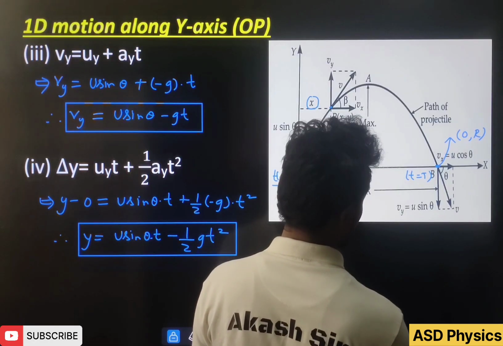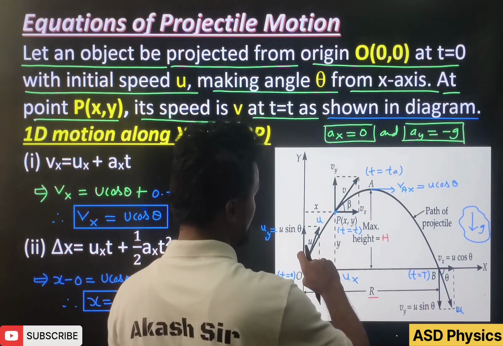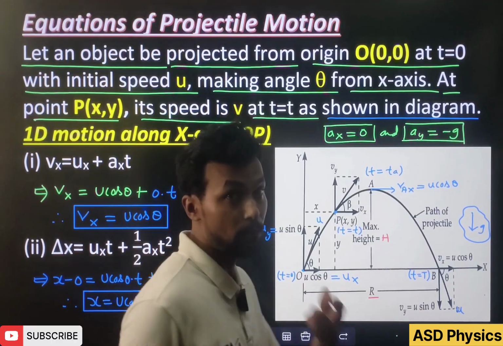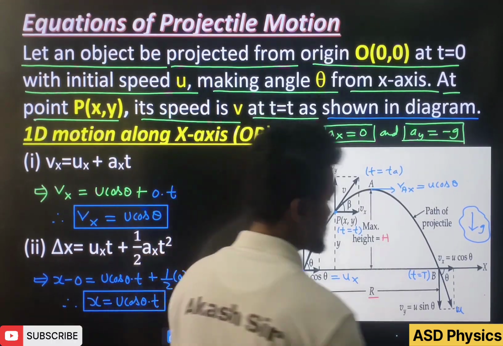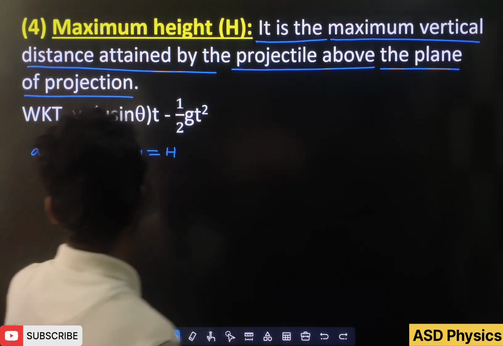Even I can see here, I have told you that from O to A, the y will keep on increasing, and at point A it will become maximum, that means h. This one we are going to use. So now here, I will use it.